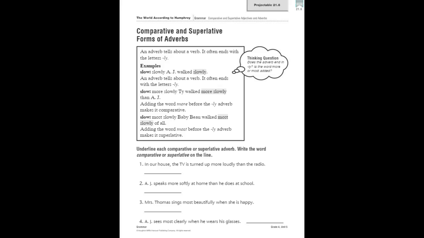So, let's look at this. Okay, the thinking question: does the adverb end in ly, and is the word more or most added? We are going to look at these sentences and think about which ones we would underline. This is a projectable, so we can't, but we're going to discuss them and then discuss if it's comparative or superlative. All right, so in our house, the TV is turned up more loudly than the radio.